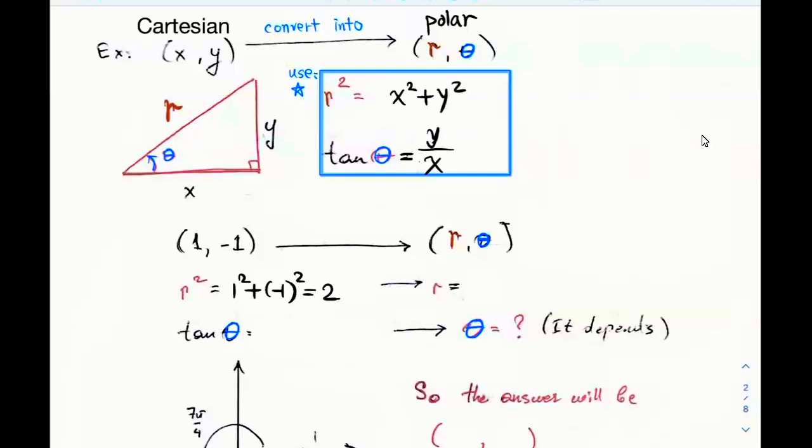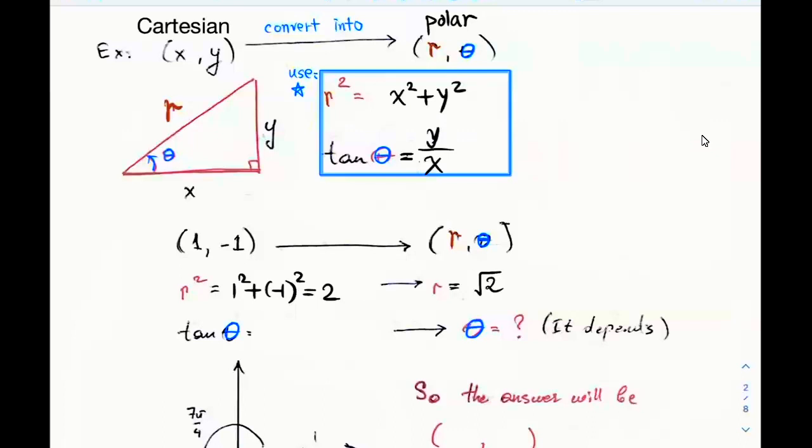So what does r equal to? Which one do you want? You can have positive square root of 2, right? Okay, positive square root of 2. You can also make it negative, but then the theta will be different. So let's just keep it simple, positive square root of 2.